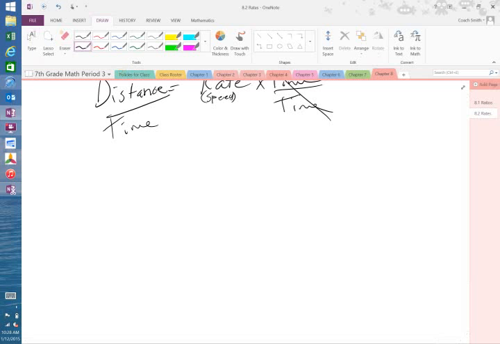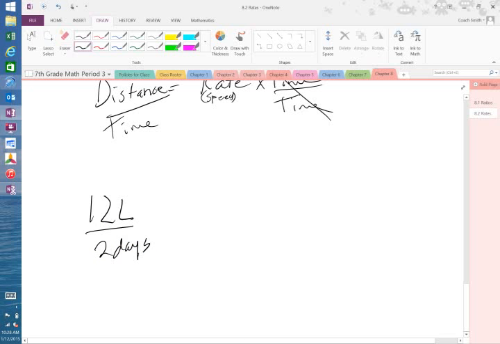Okay, let's look at this one, 12 liters in 2 days. Now, they just give us a fraction, say 12 liters in 2 days. Maybe that's how much they're drinking in 2 days. 12 liters of Coke in 2 days. That would be an awful lot of Coke to drink, but yeah, maybe a group of people is consuming 12 liters of Coke in 2 days. The bottom line is they want to know the unit rate.